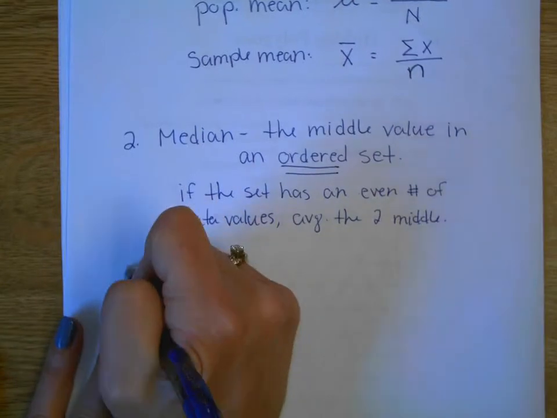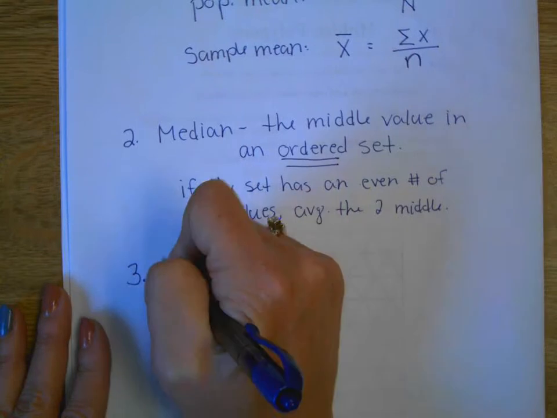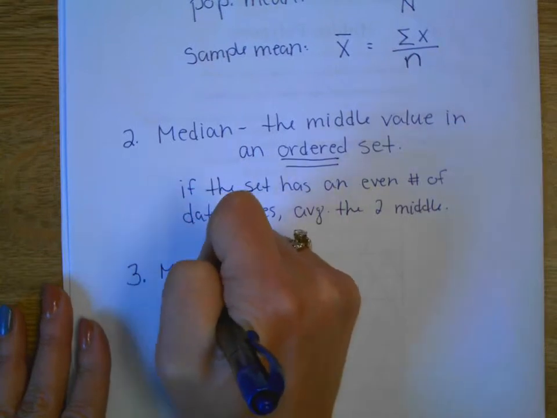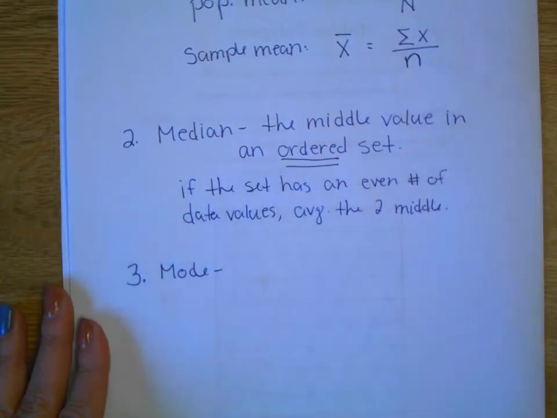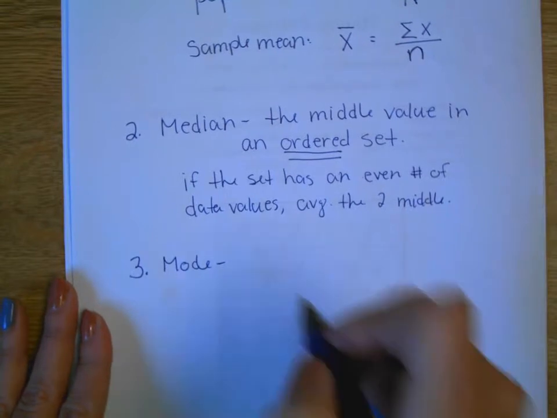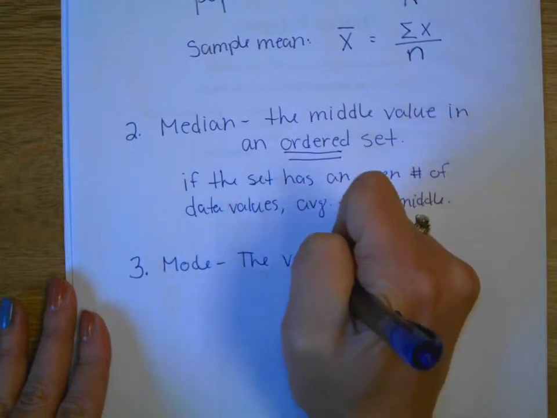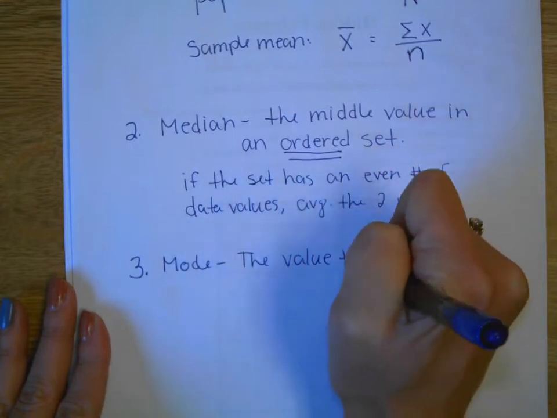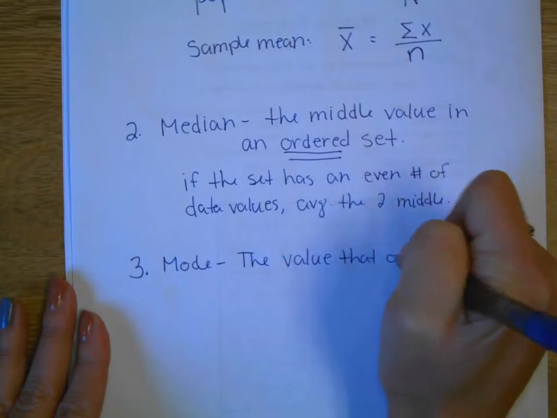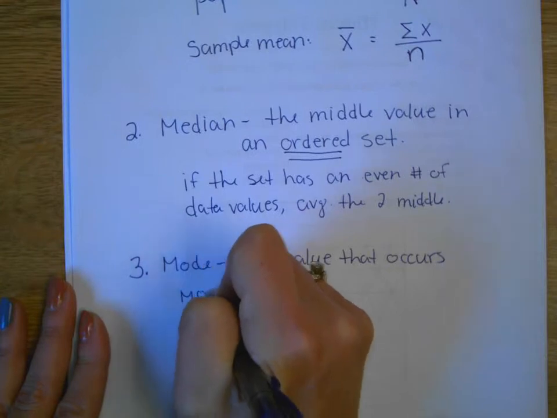All right. And then the third measure of central tendency is mode. What is mode? It is the one that occurs most often. The value that occurs most often.